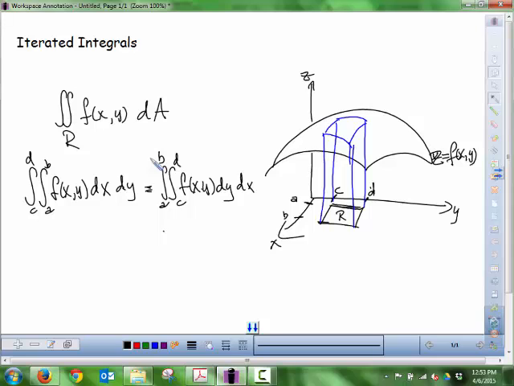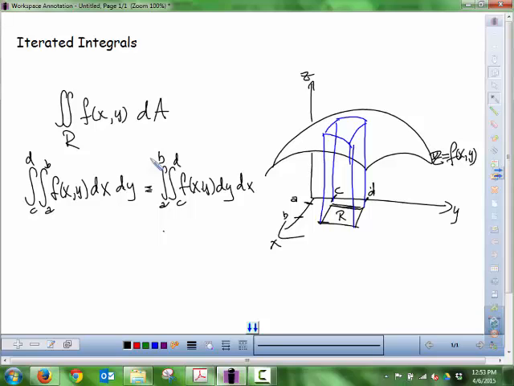Yes? For this particular example, it's a square, it's a rectangular region. So for rectangular regions, it turns out that whatever works for you would be fine.